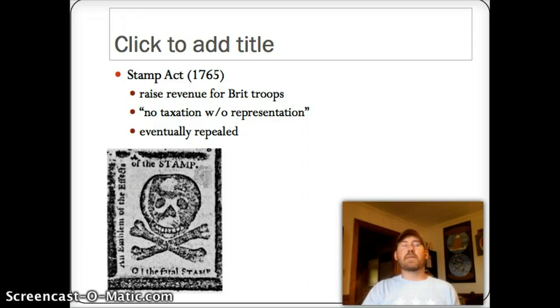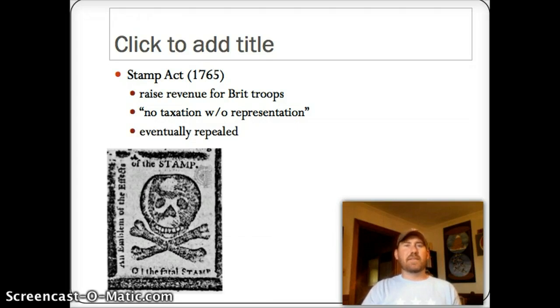So, as far as the bottom line on it, the Stamp Act was passed once again in 1765 for the simple purpose of raising revenue by British troops. Now, as they do this, as they begin to put this tax into effect, there's a couple of issues that colonists raise in regards to whether Britain can do this.